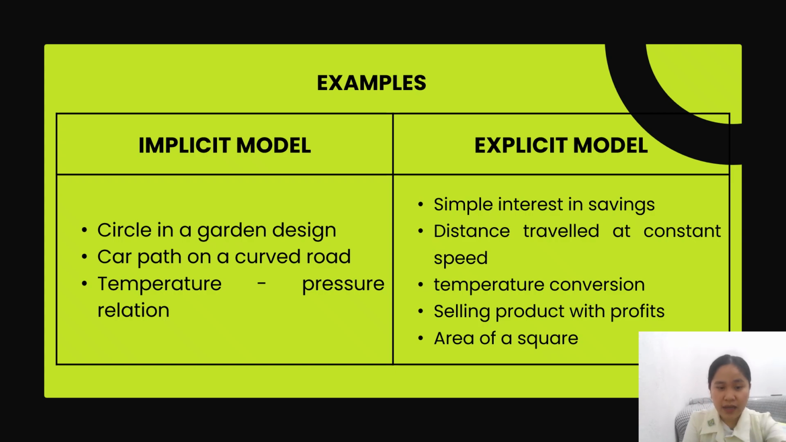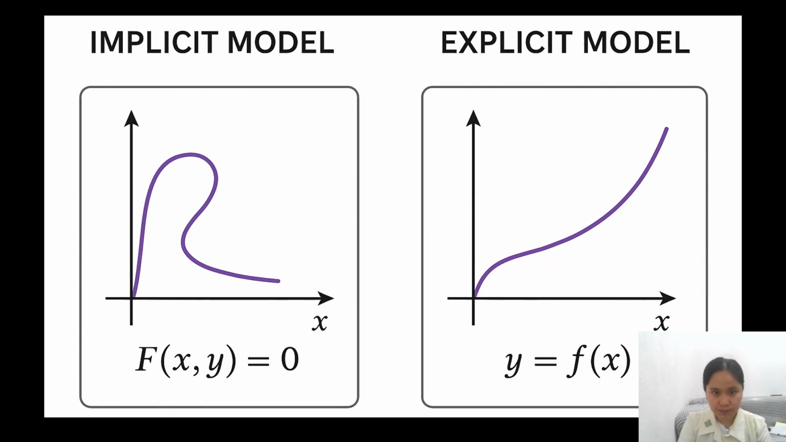The implicit model, ito yung example niya: circle in a garden design, car path on a curved road, temperature and pressure relation lang siya. While sa explicit models: simple interest in savings, distance traveled at constant speed, temperature conversion, selling product with profits, tapos area of a square. So, I prefer an illustration of this model. So, here, makikita natin dito. Ito yung sinasabi ko sa inyo.